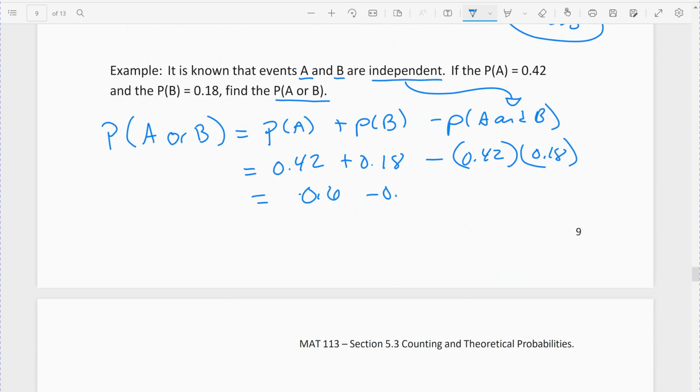0.6 minus 0.0756. And so the probability is 0.5244. Again, you cannot straight up add. You always have to check if there's an overlap. Alright, independence just means that when we find the and statement, it's the multiplication of A and B.